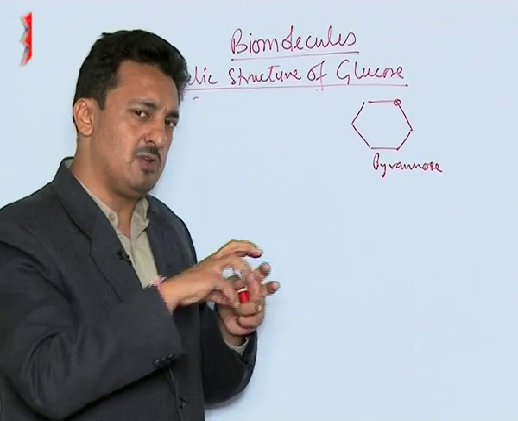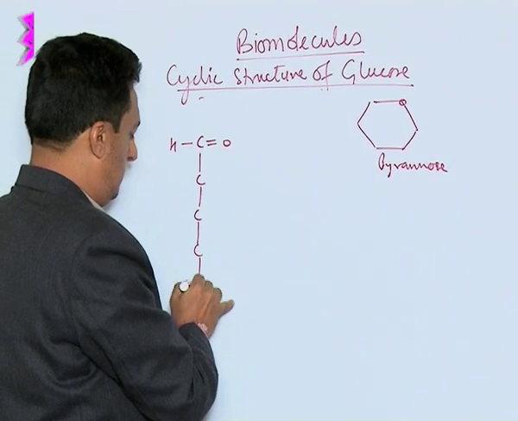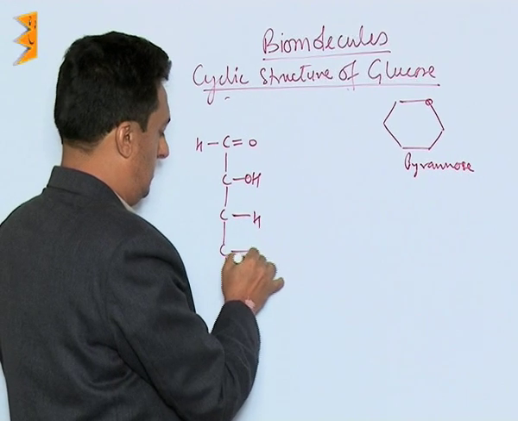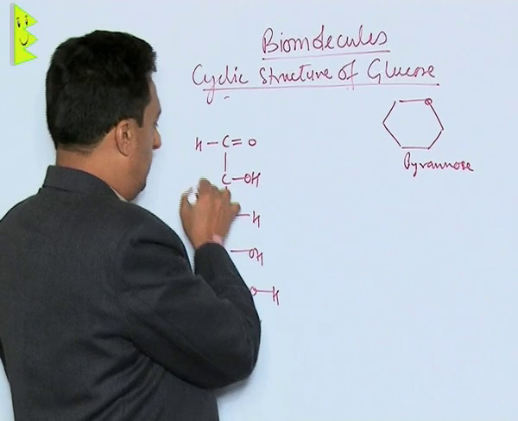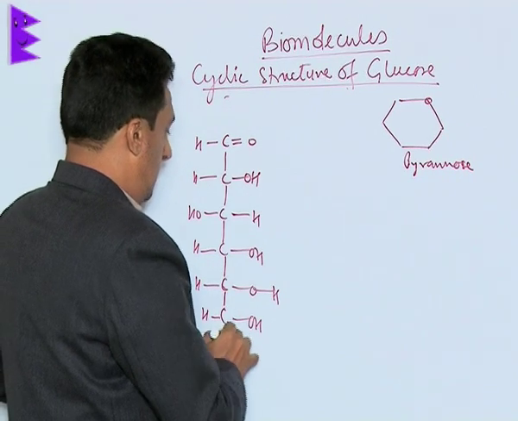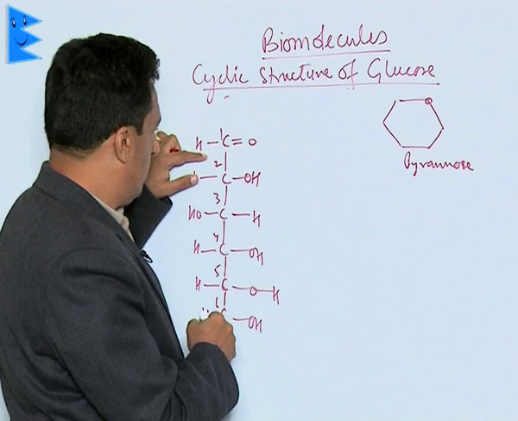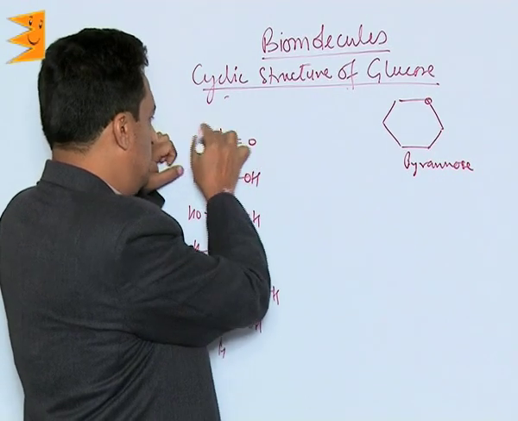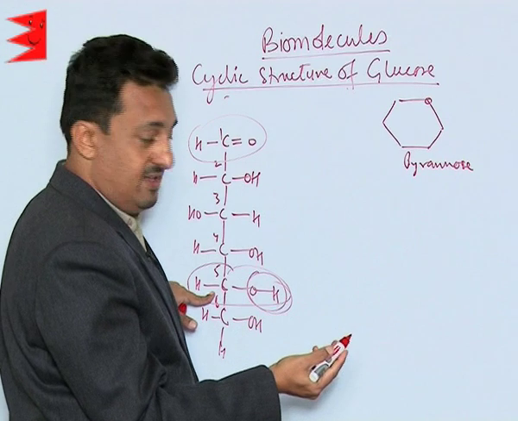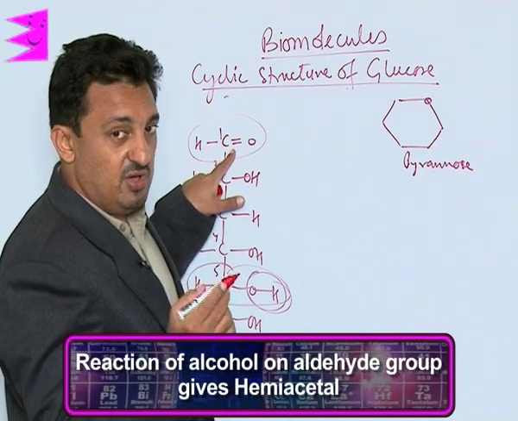So how does the glucose open chain get converted to pyranose? Let's see. This is the open chain structure we have for the normal glucose. Now what happens is, this carbon number 1, which is an aldehyde group, reacts with the OH group of the 5th carbon atom, and we know from organic chemistry that the addition of an alcohol on the aldehyde group leads to the formation of a hemiacetal.